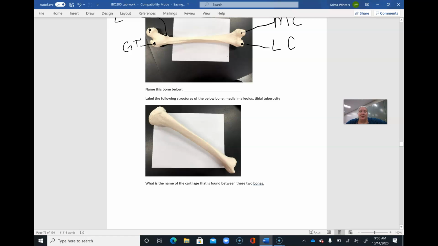The next bone is a weight-bearing bone of the lower leg. This is known as your tibia. So it has a very large flat top here. So that's the head of the tibia. If you look, that's where the femur articulates with the tibia.